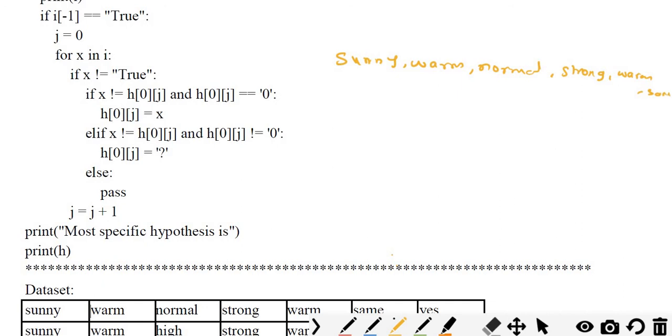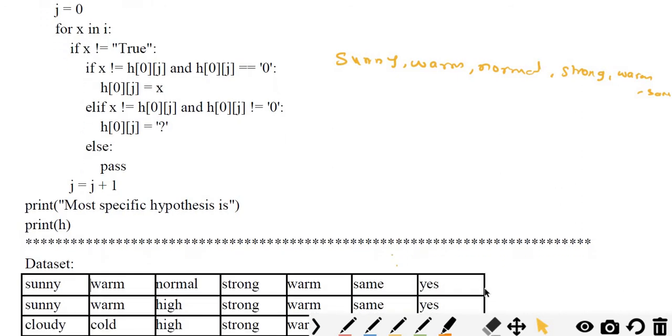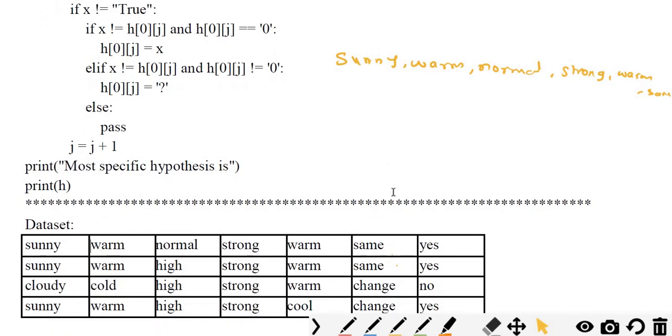And if you see the second data set over here, I'll show you the data set first. The second data set is also classified as positive. In the second data set, the first value is sunny compared with sunny, so there is no change; it will write it as it is. Then it is warm, and here also it is warm. Next is high, here it is normal, so that value will be replaced by a question mark.